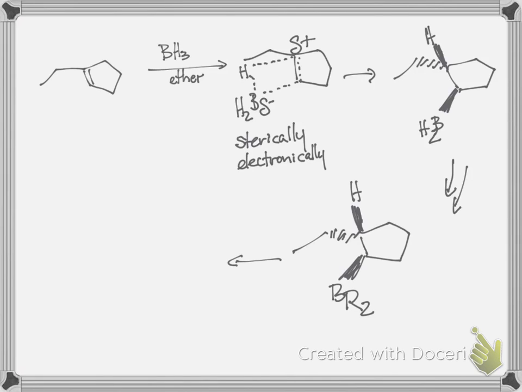The next step that happens in this reaction is the trialkyl boron compound reacts with hydrogen peroxide, and an OH group replaces the boron on the alkyl group in its exact same stereochemical position. So I have a syn addition.